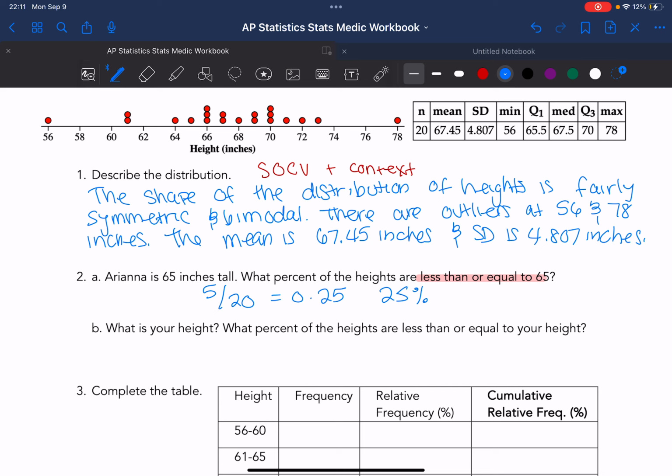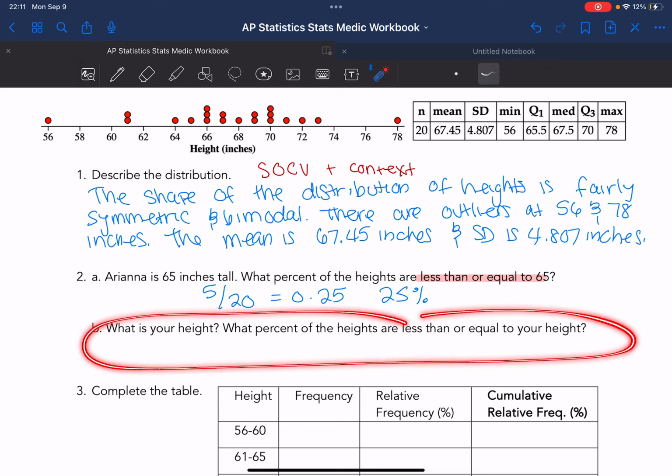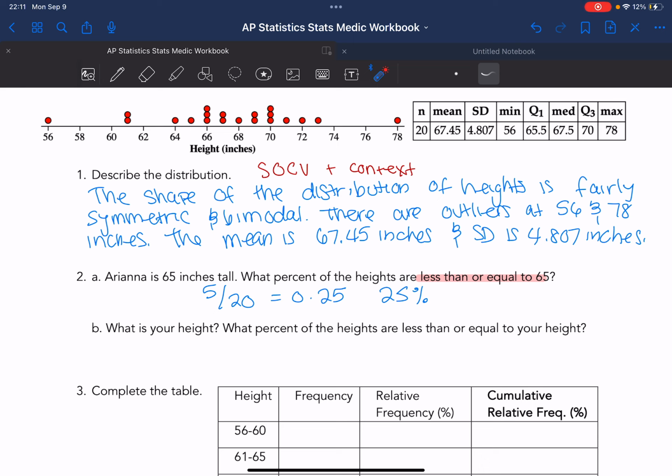Then it's asking for your height. So this answer here is going to vary, okay? And then it's going to ask you for the percentage of heights that are less than or equal to your height. So again, you're going to do the same thing as part A, but you're substituting your height. So for example, I can put my height here. Okay, so I am 5'6", so that's 66 inches. So I am 66 inches.